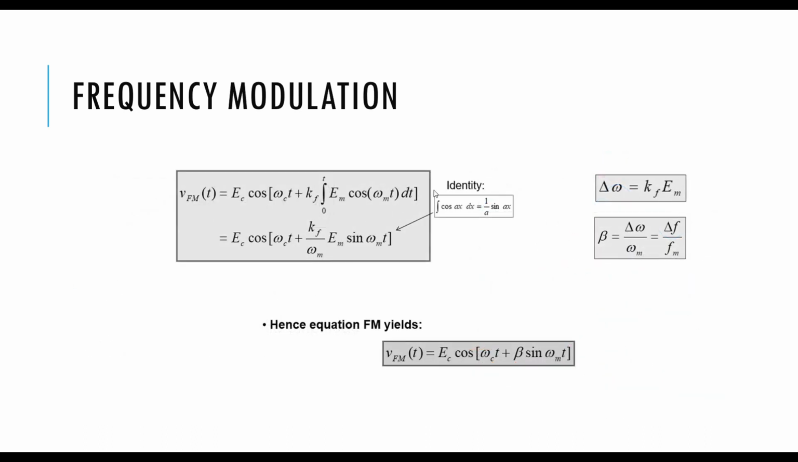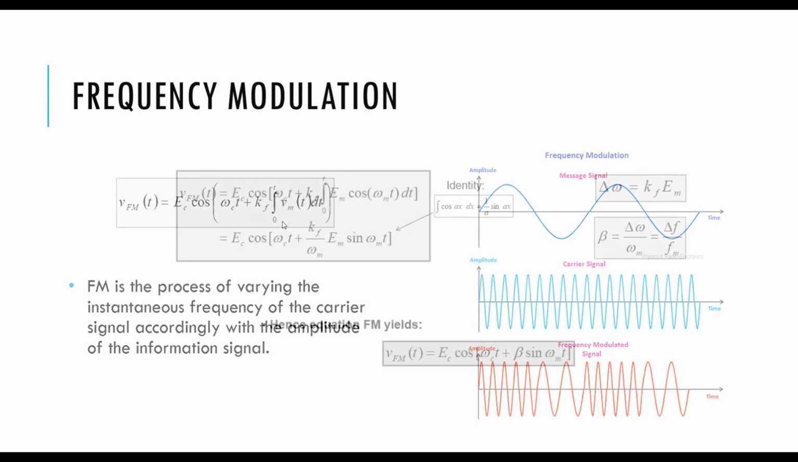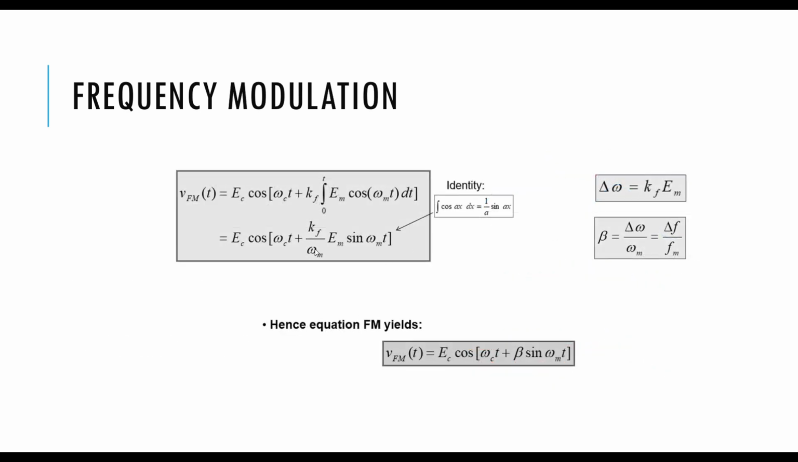To do that, we can simplify this equation further by using the identity, and then we'll end up with this term here. This term is then simplified into this manner. We call the delta F the frequency variance of our signal.